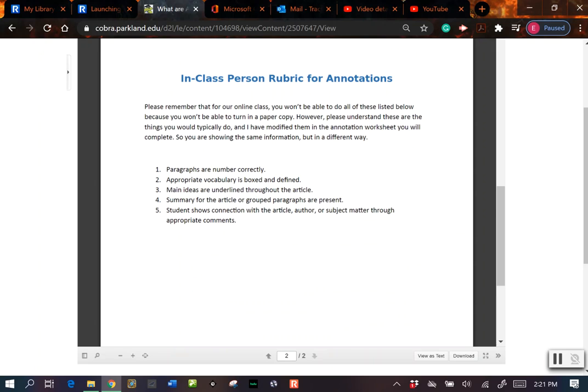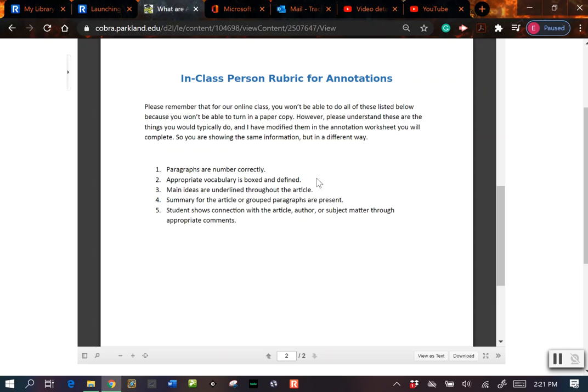This next page here is the rubric that I would use to grade annotations by if we were in a face-to-face in-class setting. Okay, so if you had to write these things on a paper copy of your article, these are the things that I would look for. So 1, did you number each paragraph correctly? And that means making sure you know, literally putting a 1, 2, 3, 4 next to each paragraph.